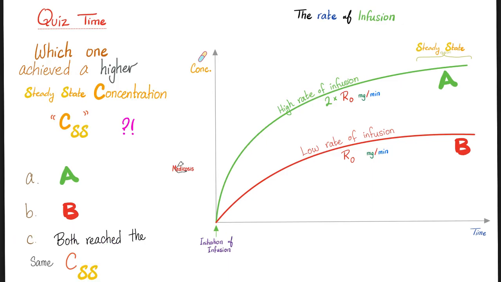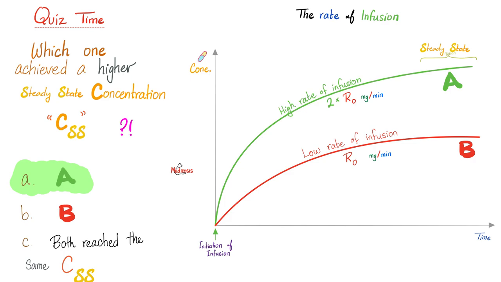Here is another question. Which one achieved a higher steady state concentration? Is it A, B, or both? Pause. In the previous question, they were asking about the time it took us to reach the steady state. So you read it from the x-axis. But now they're asking about the steady state concentration. You read it on the y-axis. Of course, the green one has a higher steady state concentration. Yes, they reach the steady state in the same time, but when both of them reach the steady state, A had a higher concentration at that steady state as compared to B.